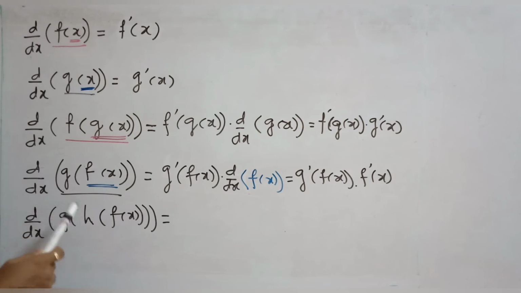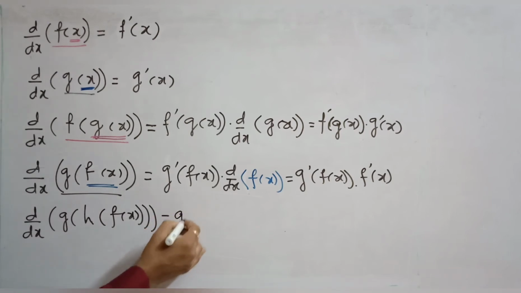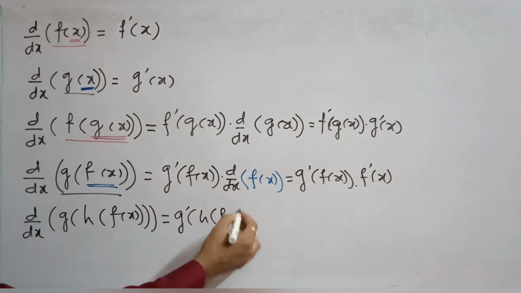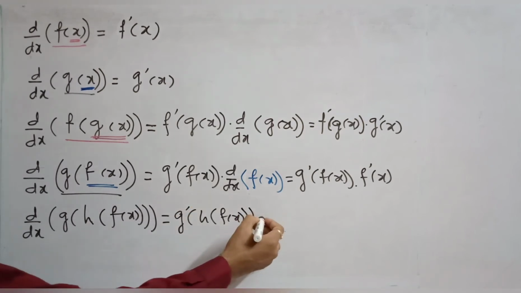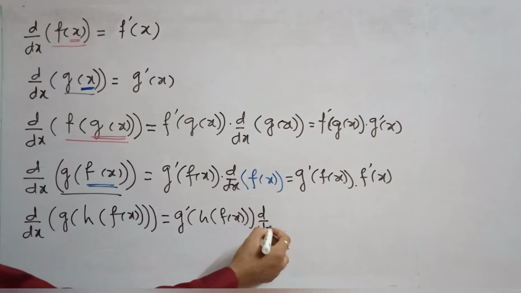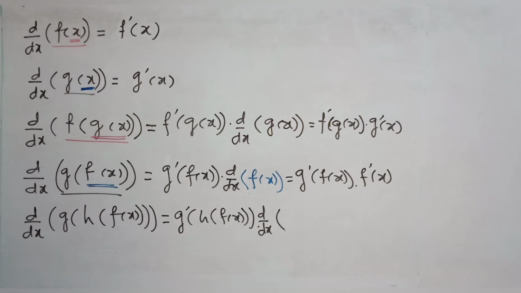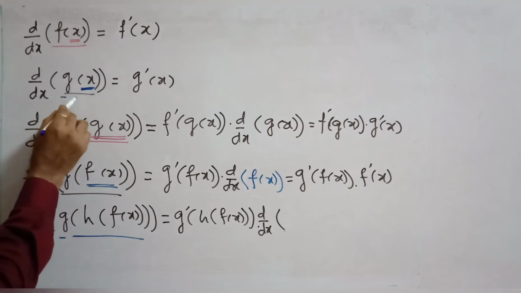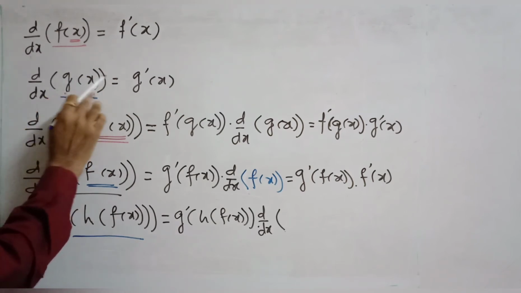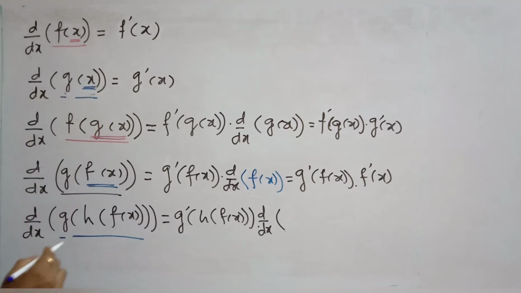Now this is just one step ahead, g of h of f(x), and you have to find the derivative of that. So d by dx of g of h of f(x) is, how do you write it? G dash h of f(x) to begin with into d by dx of what? You compare this function g of h of f(x), g of anything is compared with g of x, and in that case what we do is we replace x by h of f of x.